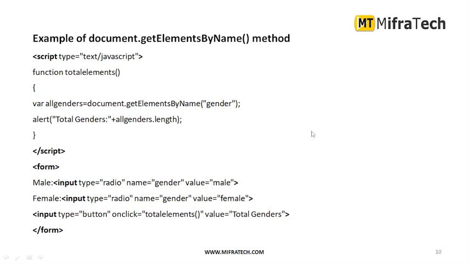we are getting the total elements with the name. The function totalelements, where allgenders is equal to document.getElementsByName("gender"), alert total genders plus allgenders.length. Then we create a form with radio buttons for male and female. When we click, it will display how many elements there are for male and female.